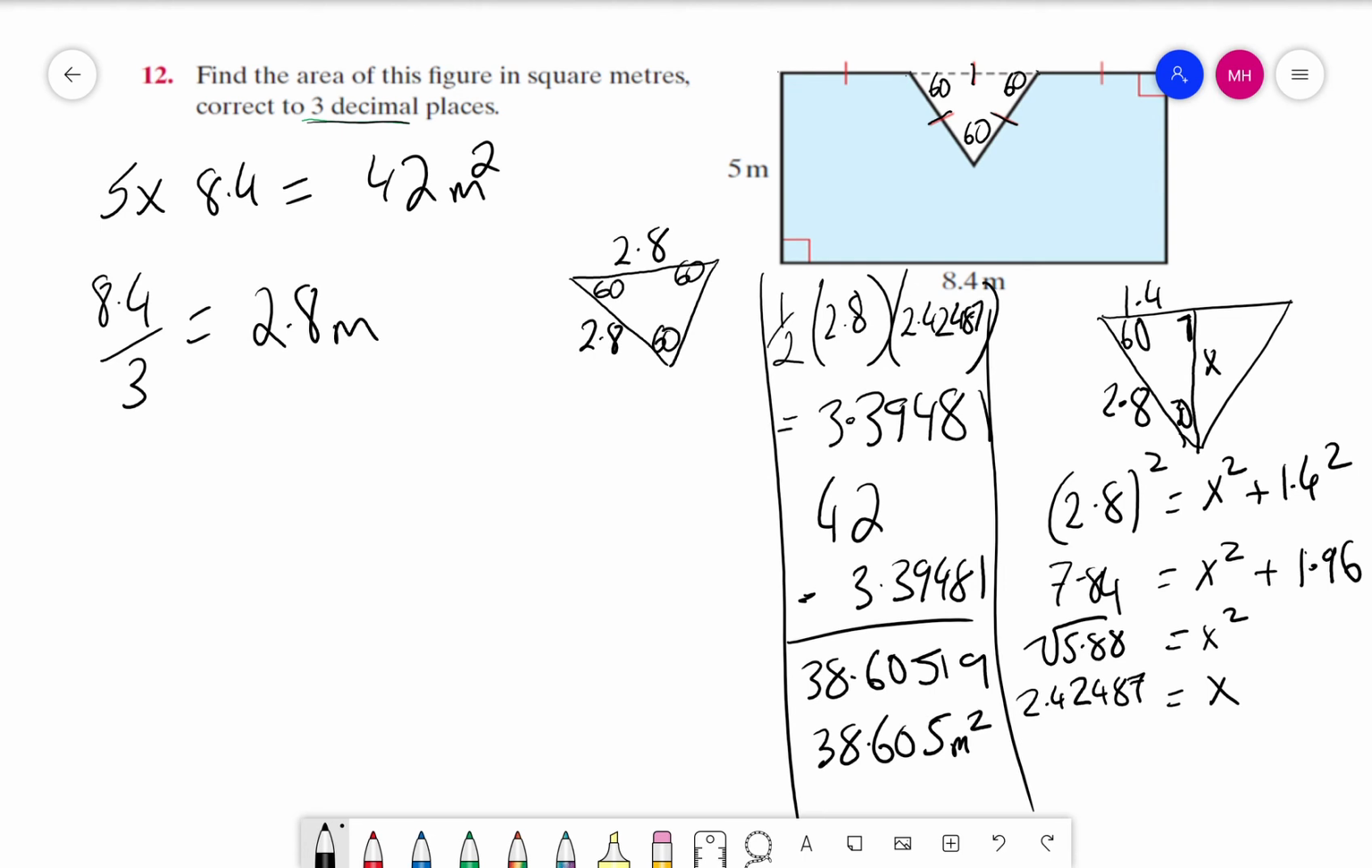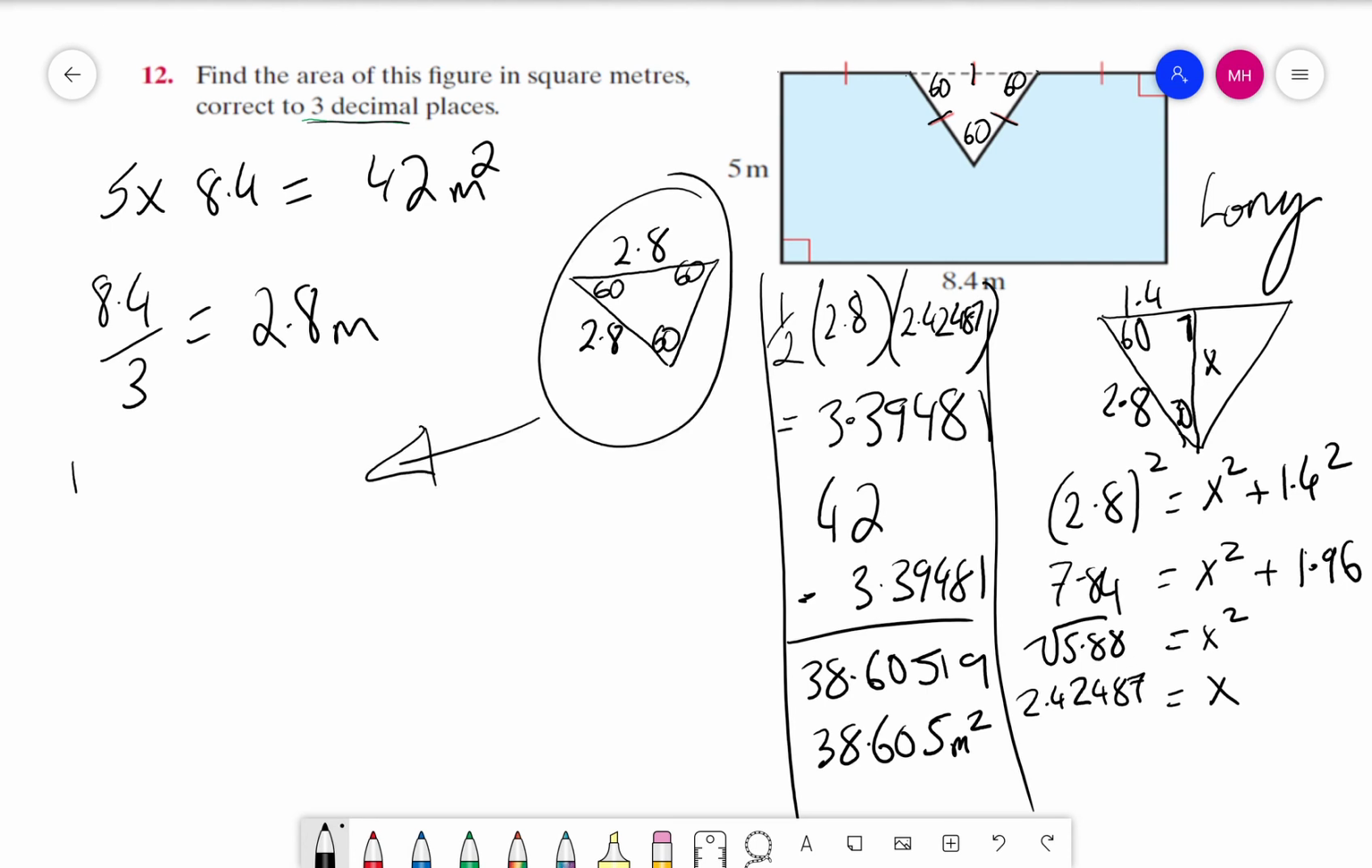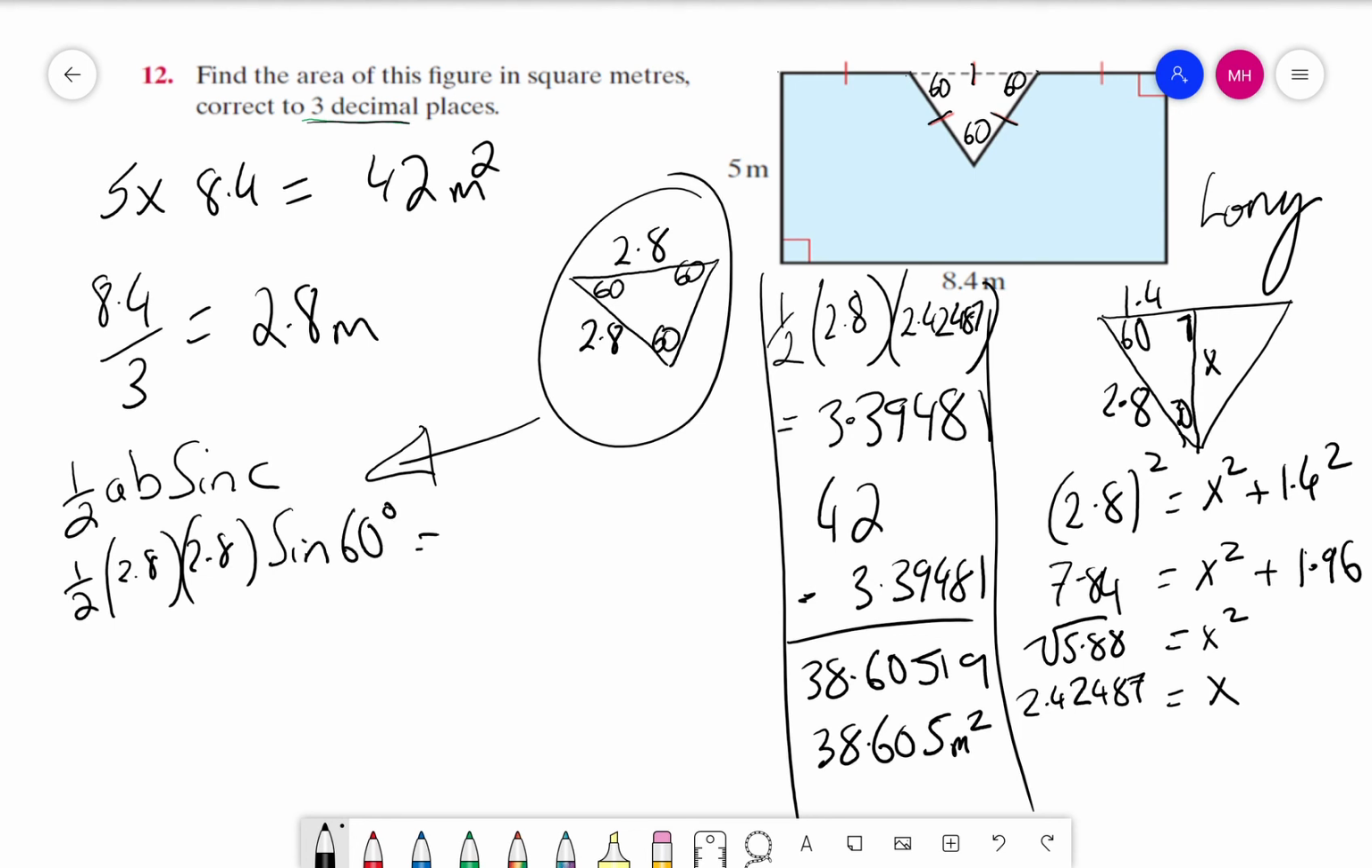Okay, quite a long way to go about doing the question. When you have your triangle like this, I would think about just using the other way you find the area of the triangle, which is half AB sine C. Much quicker in this situation because it's half 2.8 by 2.8 by the sine of 60 degrees. Put that in your calculator.